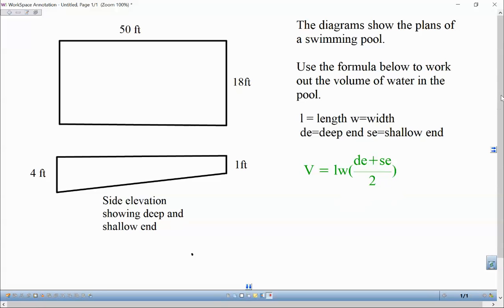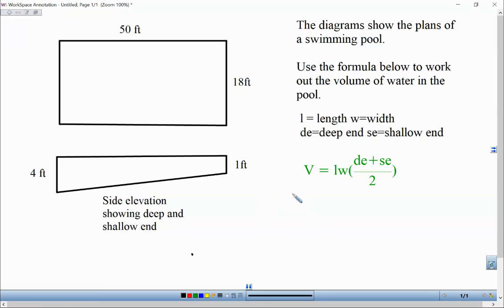And in this formula, they've asked us to fill in the length and the width. And we also need to know the deep end and the shallow end of the pool. Well, here's the top of the pool. This should give us the length and the width. And down here we've got the side elevation, which shows the deep and shallow end. So we're going to take our figures from here.